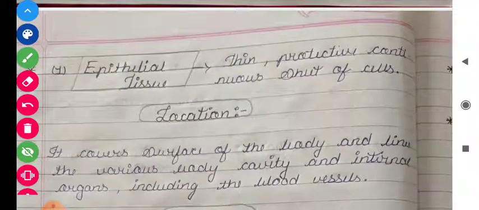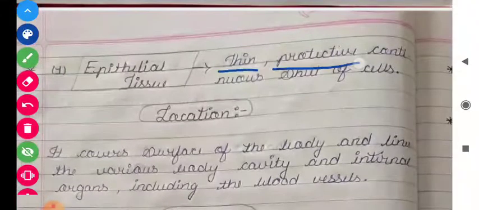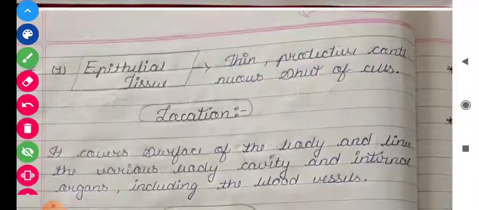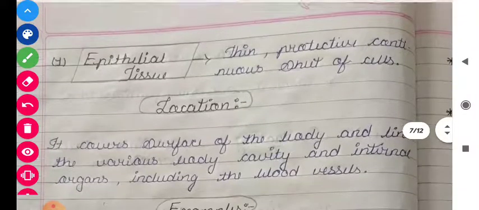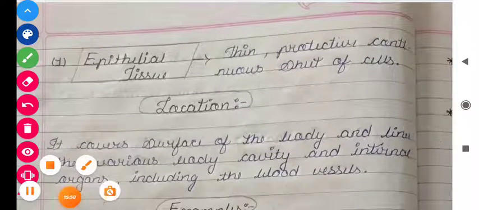This type of tissue is a thin, protective, continuous sheet of cells. मतलब हमारे गाल के अंदर के भागों में जो टिश्यूज़ होते हैं उसे एपिथेलियल टिश्यू कहा जाता है. ये टिश्यूज़ बहुत ही पतले, प्रोटेक्टिव यानी कि बाहरी वातावरण से, एक्सटर्नल सराउंडिंग से प्रोटेक्ट करने का काम करते हैं. So this is the basic function of the epithelial tissues.